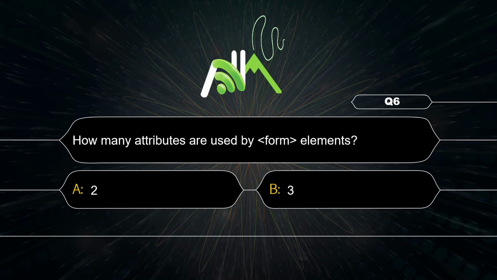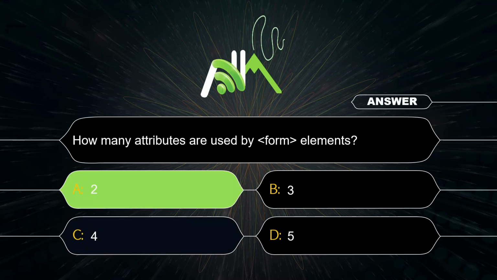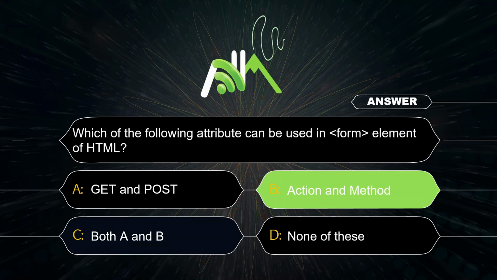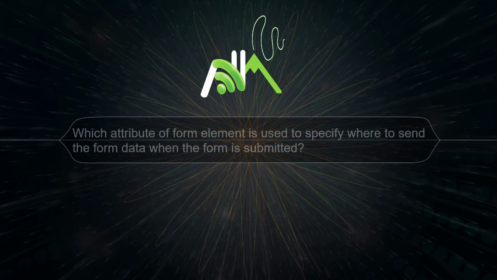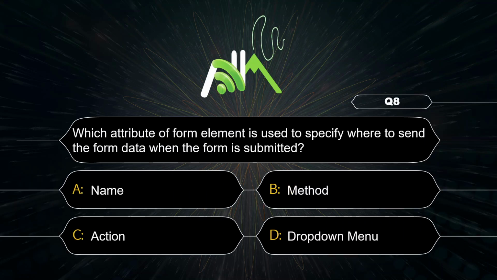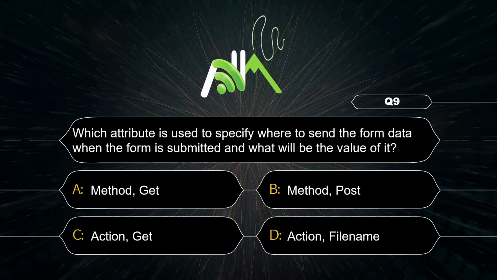I told you there are two attributes of form. Yes, I told you earlier, action and method. So option B. Yes, important. This is an attribute only, but it specifies where to send the form data. So the correct answer is action. Here, same question, but it is asking with value. So the correct answer is action and file name.